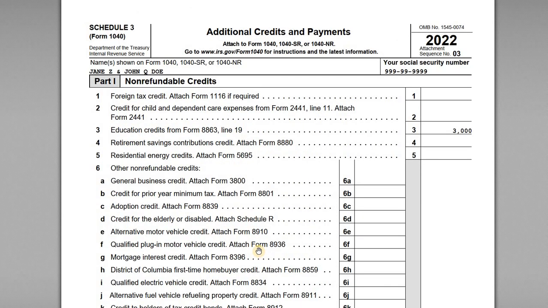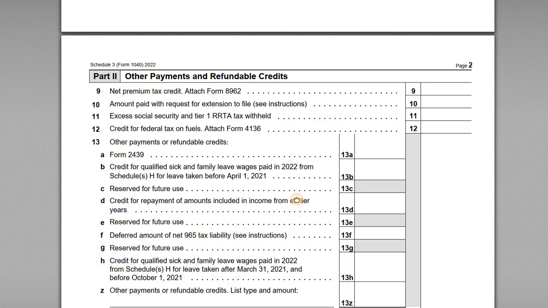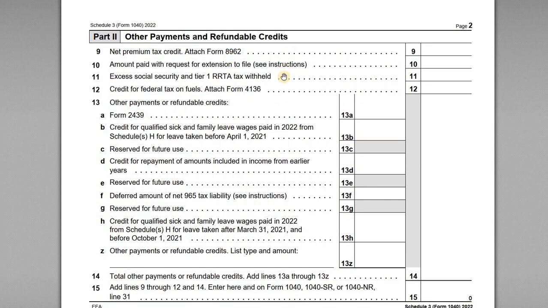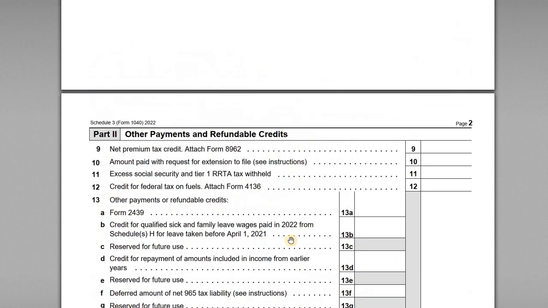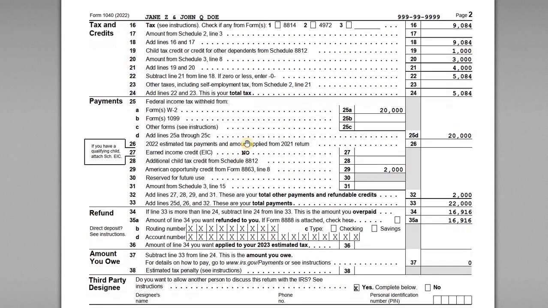The refundable portion of the credit is going to be reported on Part 2 of the Form 1040. The non-refundable piece is on Schedule 3. So there's the $3,000 non-refundable credit coming through from the 8863, reported on Schedule 3, Part 1. Schedule 3, Part 2 does have refundable credits, but the education credit isn't actually reported on this page. The education credit that's refundable is reported directly on page 2 of the 1040 in the payments section.